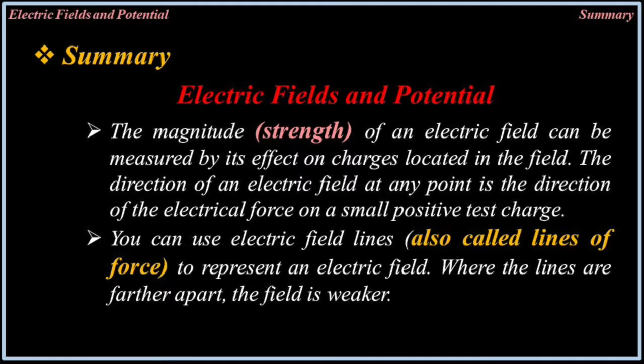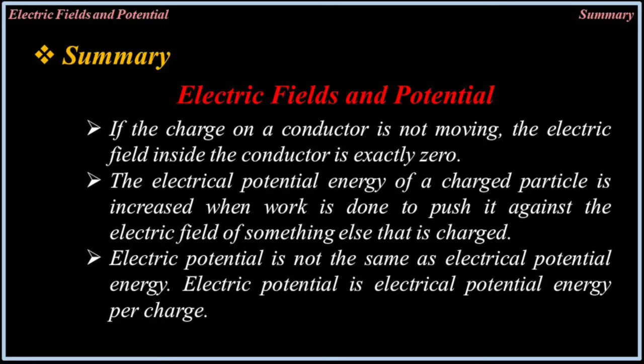Summary: electric fields and potential. The magnitude, the strength of an electric field can be measured by its effect on charges located in the field. The direction of the electric field at any point is the direction of the electrical force on a small positive test charge. You can use electric field lines, also called lines of force, to represent an electric field. Where the lines are farther apart, the field is weaker. If the charge on a conductor is not moving, the electric field inside the conductor is exactly zero.